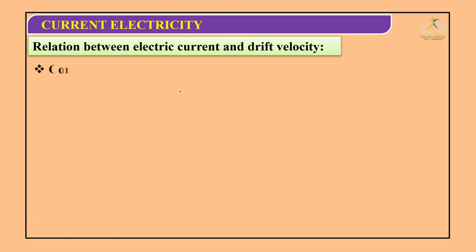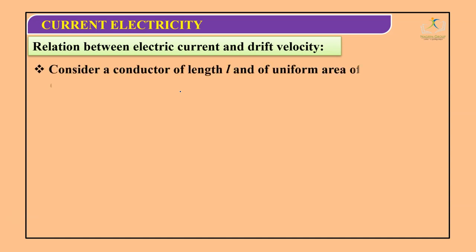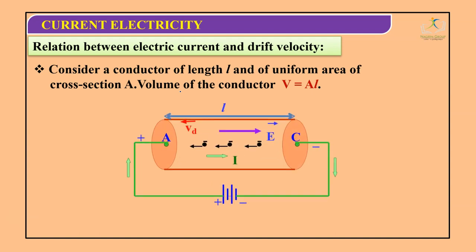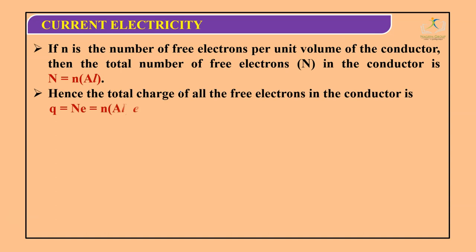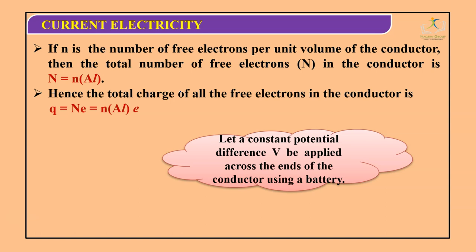Relation between electric current and drift velocity. Consider a current-carrying conductor of length L and uniform area of cross-section A. The volume of the conductor is V equal to AL, as you can see in this formula. If n is the number of free electrons per unit volume of the conductor, then the total number of free electrons N in the conductor is N equal to nAL. Hence the net charge of all the free electrons in the conductor is nALe.